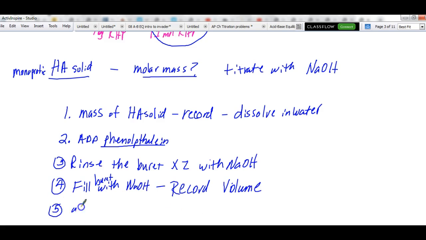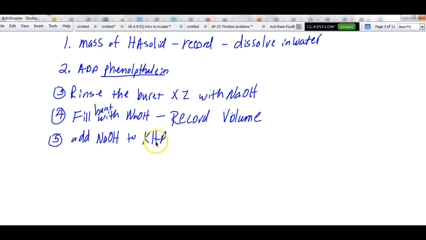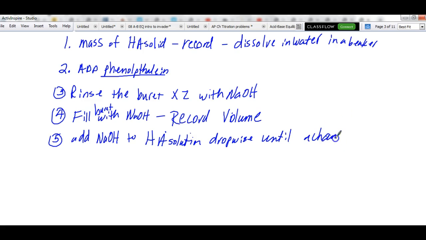Then we're going to add that NaOH to that HA solution, because they didn't tell us what it really is. You could put it in a beaker or a flask or whatever; you don't really have to say that. We're going to add it to the solution dropwise until a color change occurs. Stay with me. How about until it gets light pink, because we know that's where we want to go. Then we're going to record that final volume.